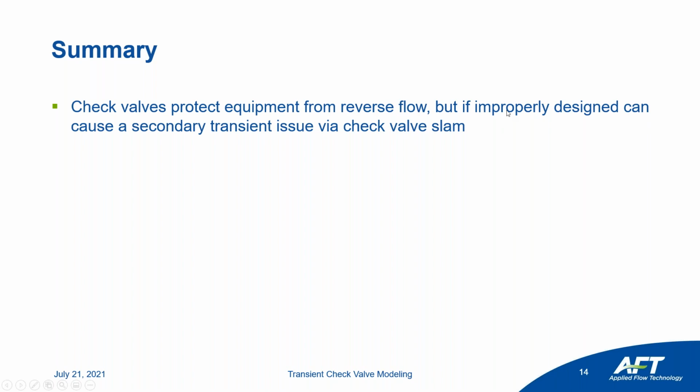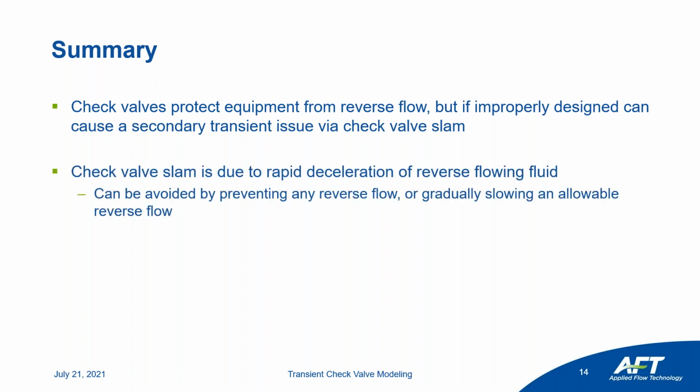If improperly designed, some of that reverse flow can go through, and when that check valve ultimately closes, that can cause a secondary transient issue. We call that pressure spike check valve slam. That slam is due to the rapid deceleration of reverse flowing fluid. The closer you can get to 0 reverse flow fluid, the better your check valve closure is going to be and the less slam that you're going to experience.